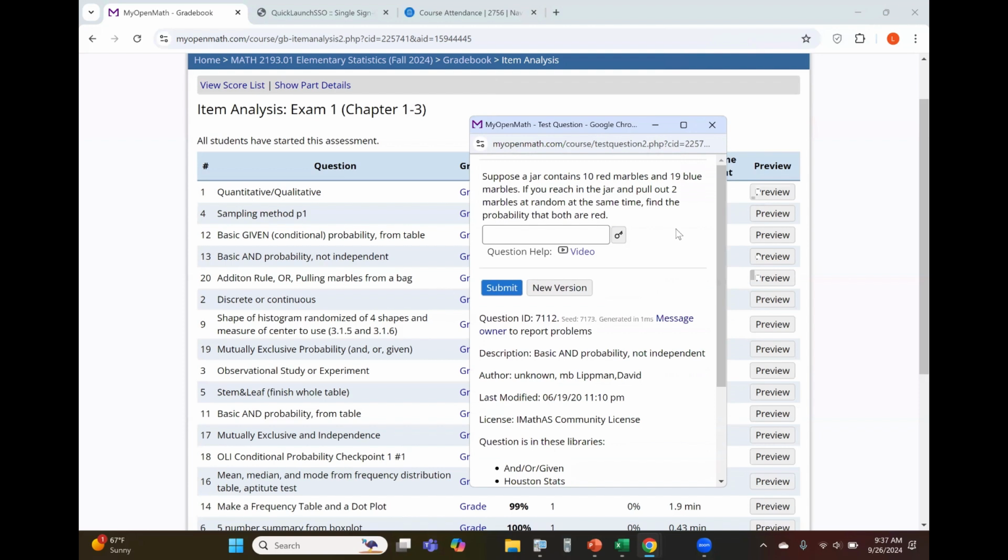Suppose a jar contains 10 red marbles and 19 blue marbles. If you reach in the jar and pull out 2 marbles at random at the same time, find the probability that both are red. So what's the probability the first one's red? Are there 10 out of the 29 that are red? What's the probability the second one's red? 9 out of 28. And it's an and probability. This one's red and that one's red. They're both red, both meaning and. So it's a multiplication, isn't it? So you take the 10 over 29 and multiply that by 9 over 28.